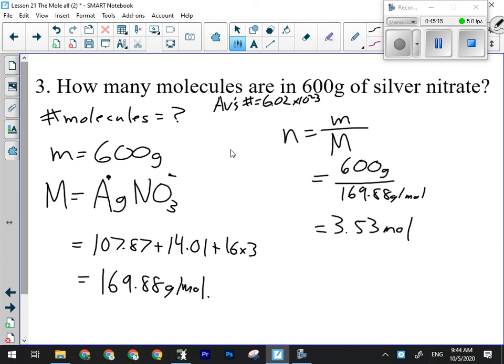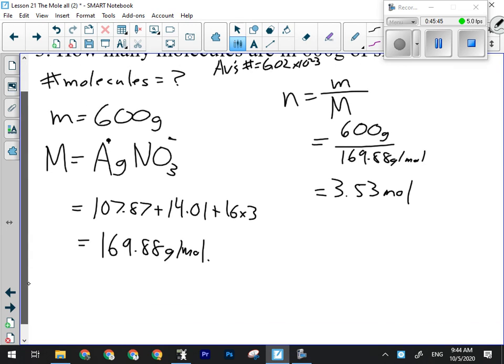I have 3 dozen eggs. How many eggs do I have? Don't say 3 dozen. 36. How'd you do that? Yeah, you took the number of eggs in 1 dozen and you multiplied it by how many dozens you had. 3 times 12. You're doing exactly the same thing here. This is the number in 1 mole. This is how many moles you have. If you multiply those two numbers, you're going to get the number of molecules. Everybody follow? Okay. So that's what we're doing.